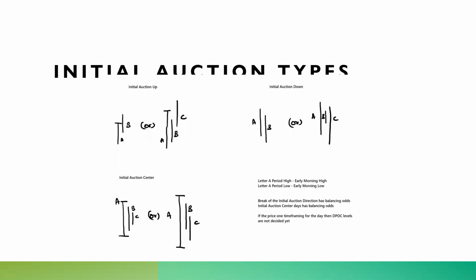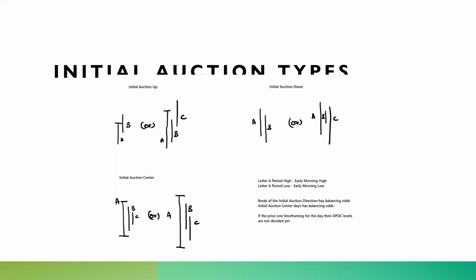Then we have the third category, initial auction center. Typically, the letter A period high is not broken, and the A period low is also not broken. Such days we call an initial auction center. So typically it will mostly result in a balancing structure.